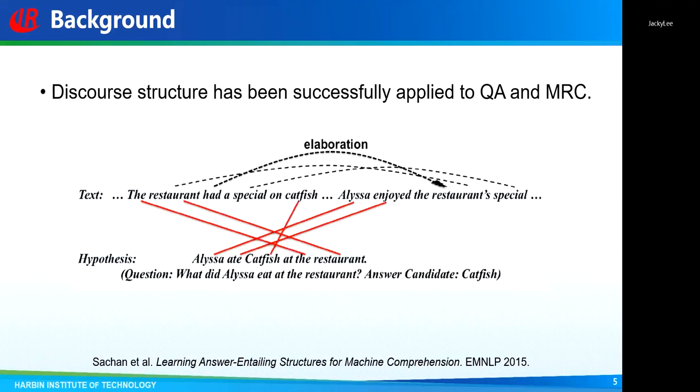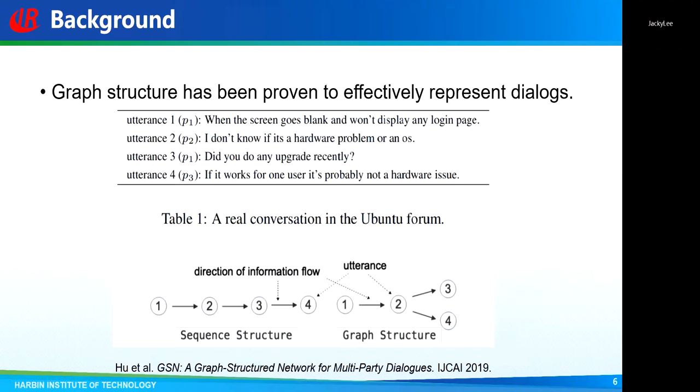From previous literature, discourse structure has been successfully applied to question answering and MRC tasks. In this example, rhetorical structure theory has been used for machine comprehension. On the other hand, graph structure has been proven to effectively represent dialogues compared with linear structure or tree structure. Graph structure is more powerful to represent dialogues.